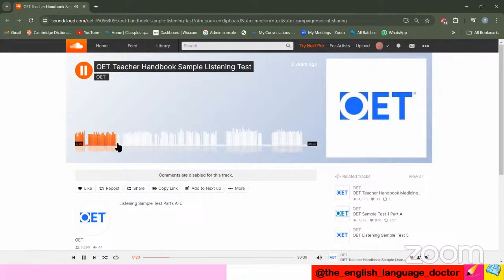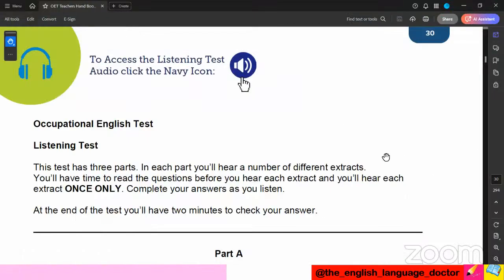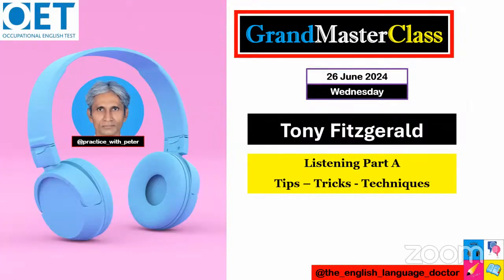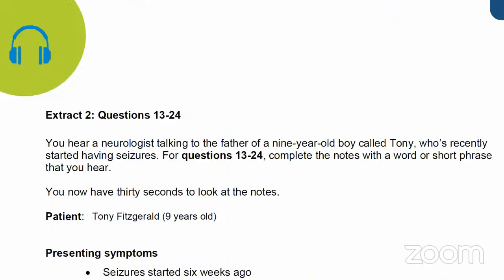Occupational English Test 4. You hear a neurologist talking to the father of a 9-year-old boy called Tony, who's recently started having seizures. For questions 13 to 24, complete the notes with a word or short phrase that you hear. You now have 30 seconds to look at the notes.